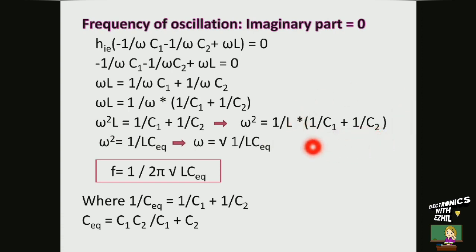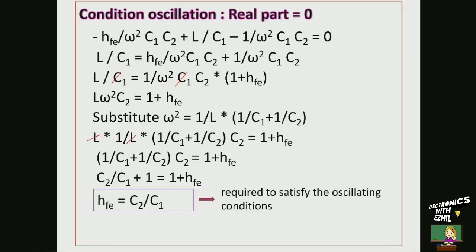Omega square is equal to 1 by L into 1 by C1 plus 1 by C2. We'll replace 1 by C1 plus 1 by C2 by 1 by C equivalent. So it becomes omega square is equal to 1 by L into C equivalent. When we take the square root of it, we find omega equal to square root of 1 by L into C equivalent. We'll replace omega by 2 pi F and find F, which is equal to 1 by 2 pi square root of L into C equivalent, where C equivalent is equal to C1 C2 divided by C1 plus C2. This is the frequency of oscillation of the Colpitts oscillator.